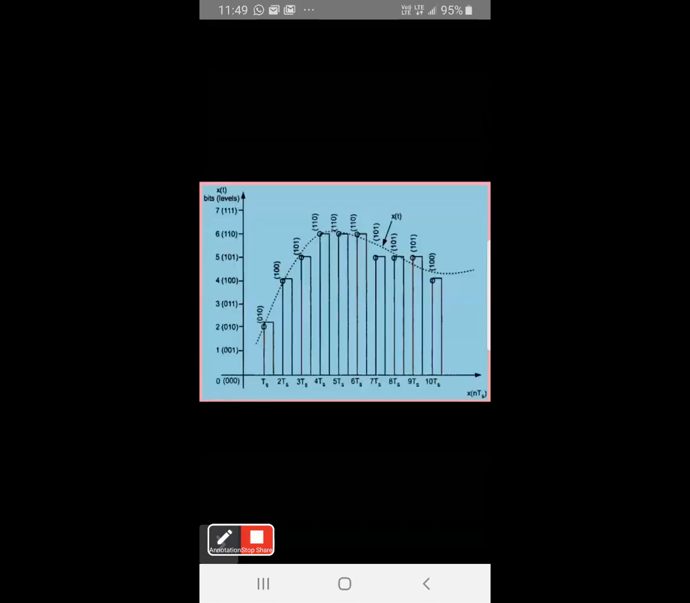Here you can see 70, 80 and 90. All three samples carry the same amplitude and the same information, 101, 101, 101. So whenever it obtains the same information, the samples will differ only slightly here.